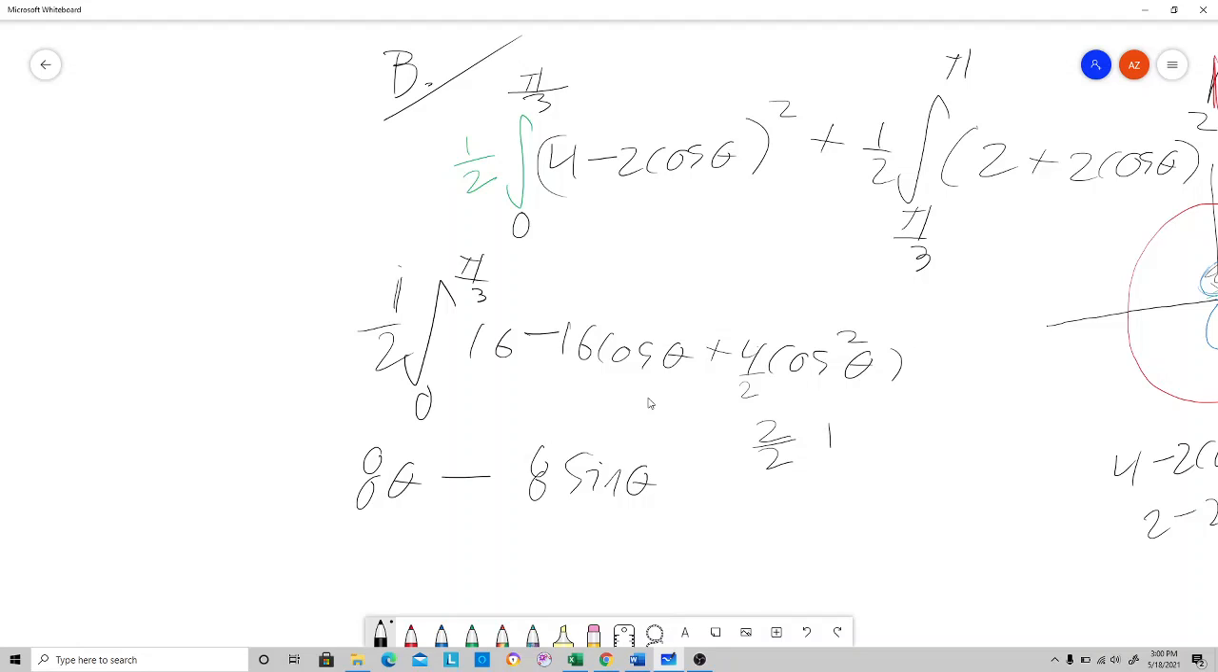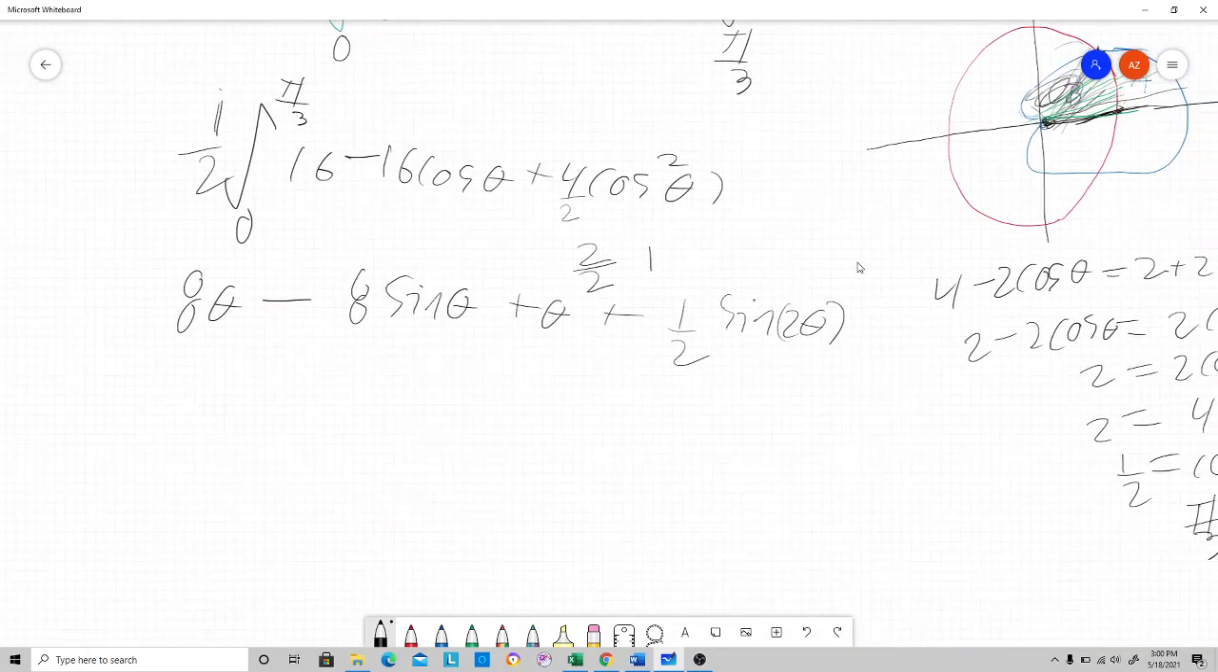So then we're going to have theta, and then we're going to have plus 1/2 sine, sorry, sine 2 theta, from 0 to pi over 3. Okay, so now all we have to do is plug things in.